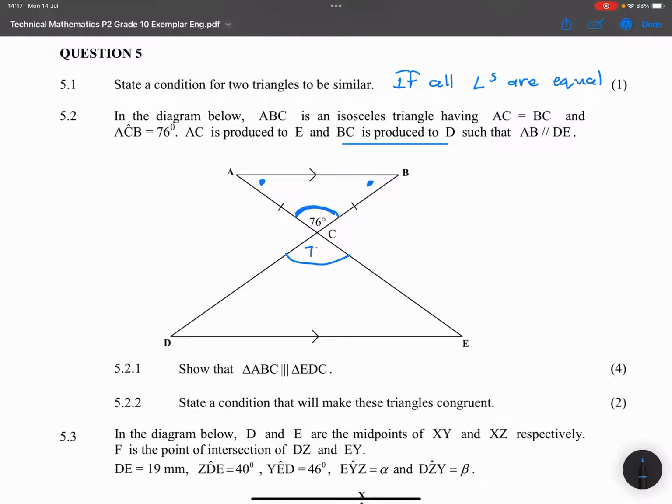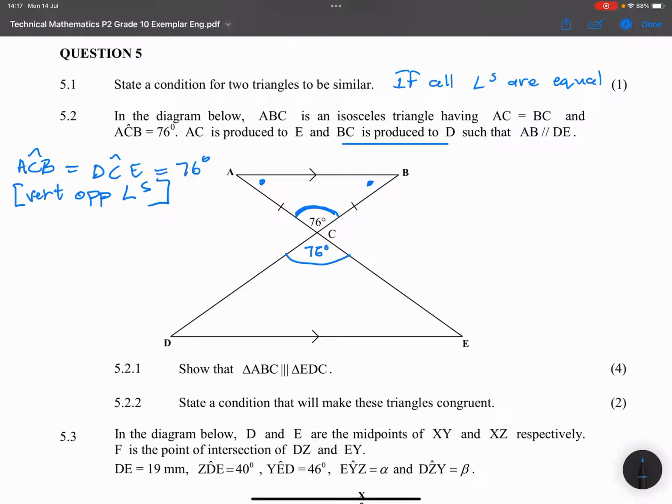Those two are 76 degrees. So let's write there: angle ACB is equal to angle DCE, which is equal to 76 degrees. And why is that? Remember, we need to state the reason for that: because they are vertically opposite angles.